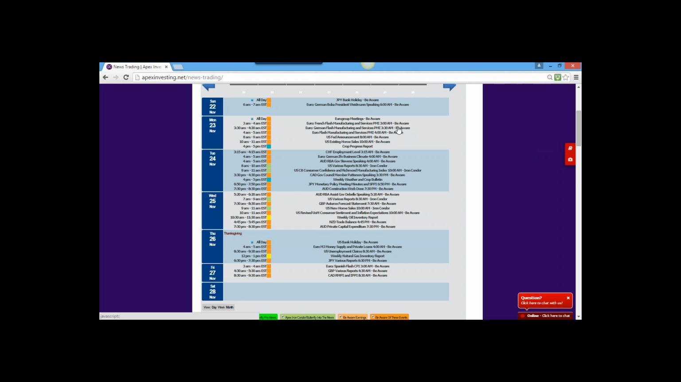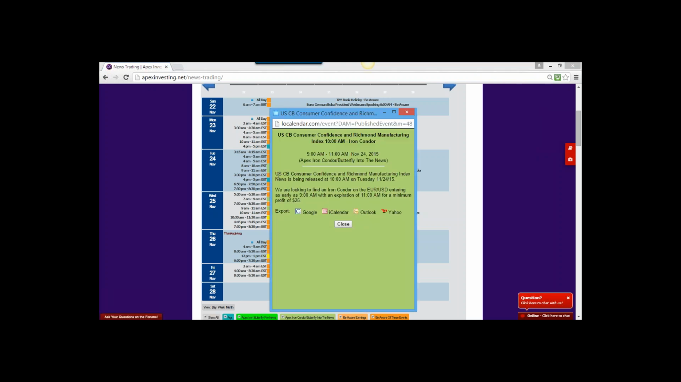But then you also see some trades like right here. This right here says iron condor. Well, what does that mean? Let's click that one. Well, the USCB Consumer Confidence and Richmond Manufacturing Index news is being released at 10 a.m. on Tuesday, the 24th. We're looking to find an iron condor on the euro dollar on Nadex, entering as early as 9 a.m. with an expiration of 11 a.m. for a minimum profit of $25 per iron condor. That's an actual trade recommendation.